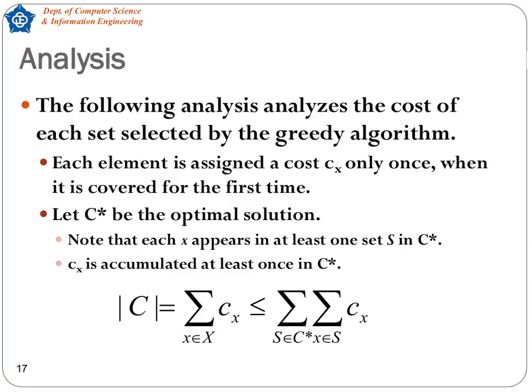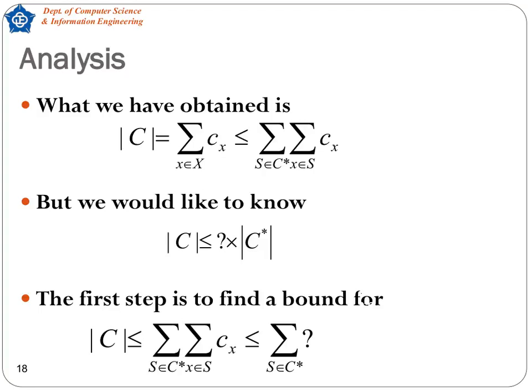Building on our previous inequality, let's start by expressing the cost of our greedy solution C as the sum of its individual element costs, |C| = summation over x in X of c_x. Now, since every element x appears in at least one set of the optimal cover C*, we can bound this sum by rewriting it as a double sum over sets in C*, which is less than or equal to summation for S in C*, summation for x in S of c_x.